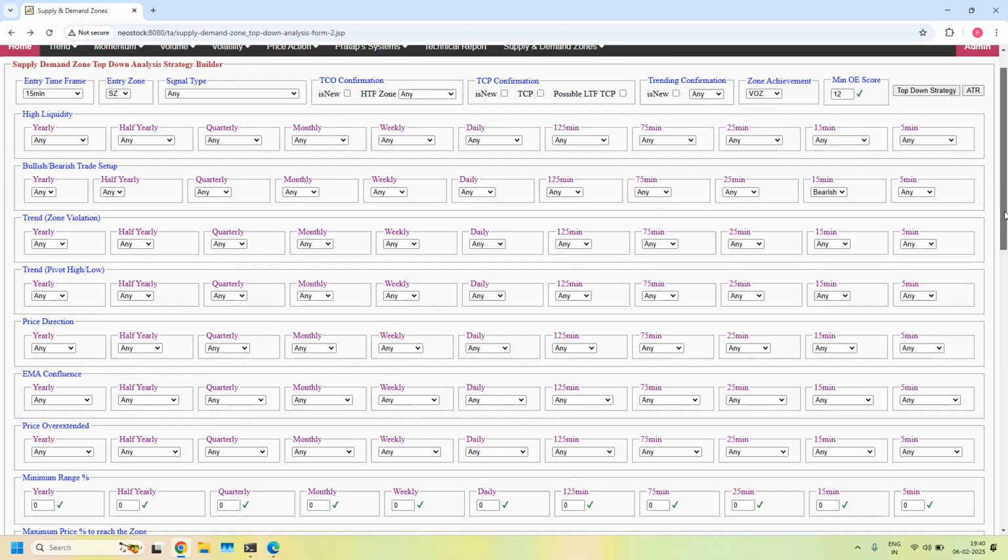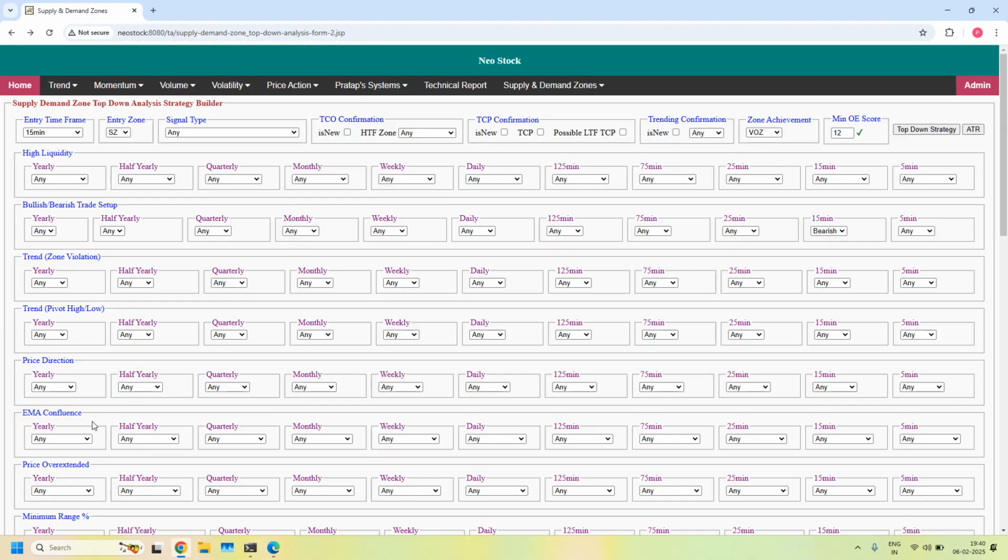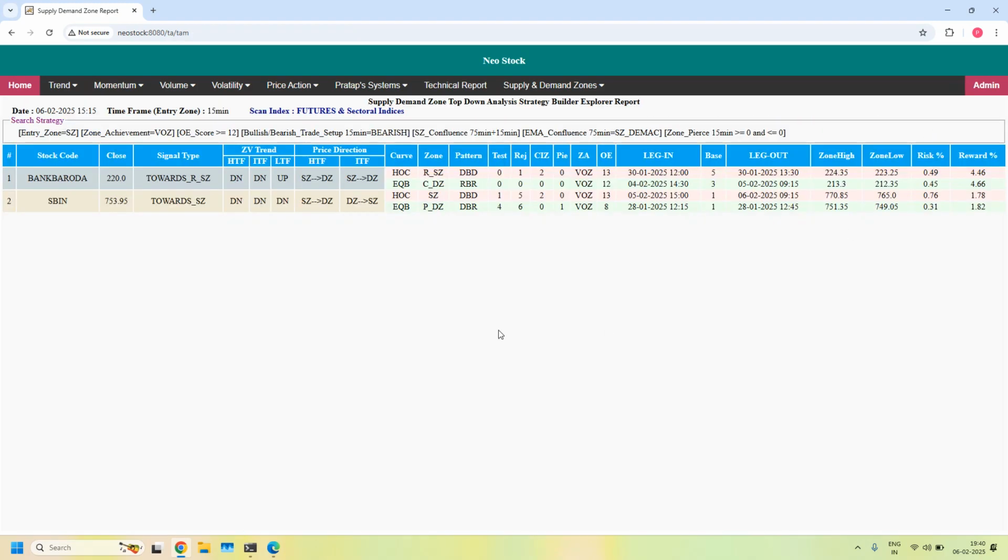So in the EMA confluence at 75 minutes time frame, I am setting the filter 75 minute supply zone having daily EMA confluence. With this filter, we got 2 stocks. So these 2 are even more high probability trade setup supply zones. Okay, this is about LTF and ITF and with ITF EMA confluence.